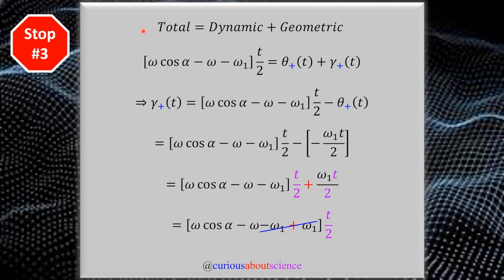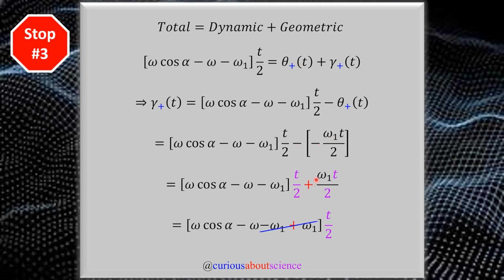So this leads us straight to step 3. Again, we have the total and we have the dynamic, so we can find the geometric. And so the geometric phase is, once we substitute in our total, this is our geometric, so we can push that over. Good to go there. This is our geometric phase, and all we do is minus off the dynamic part. We have that, so substitute it in.